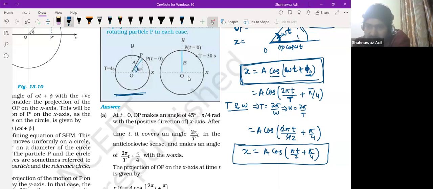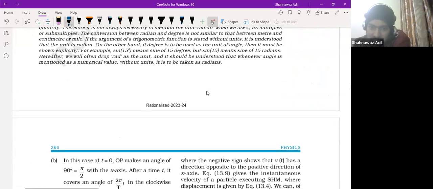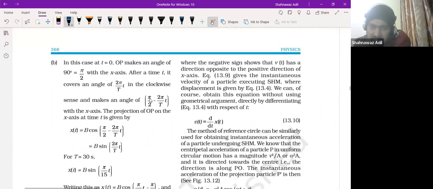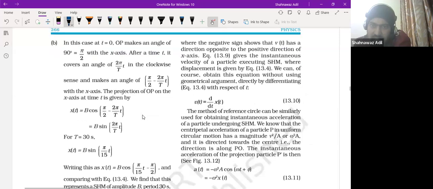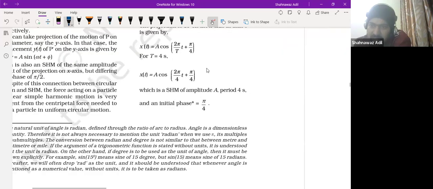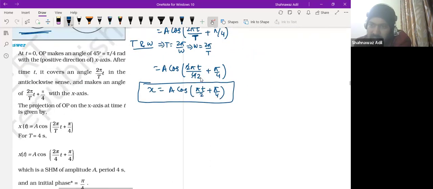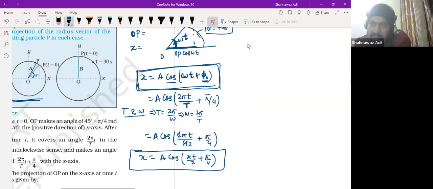Yes, sir. Okay, so what is the answer? So this is the answer: 2 pi t by T plus pi by 4. So this 2 and 2 cancel, and this would be the value, right? So is this clear to all of you guys?